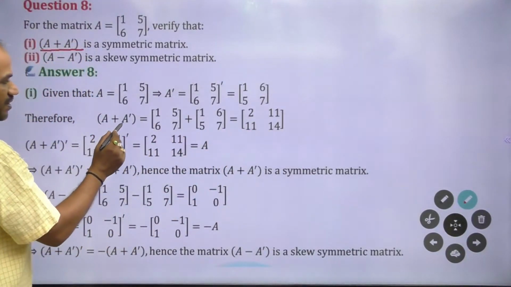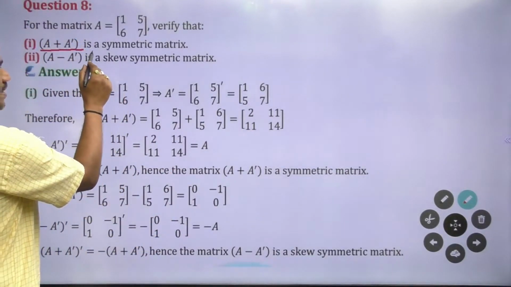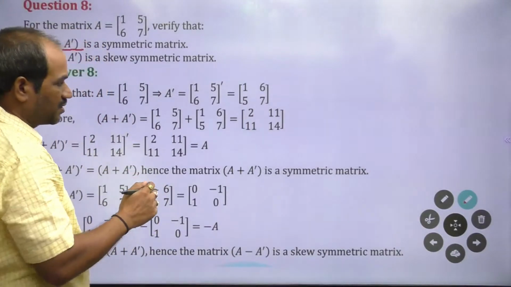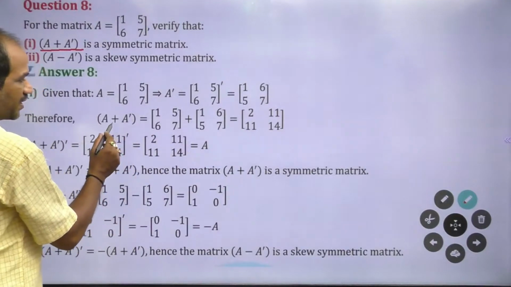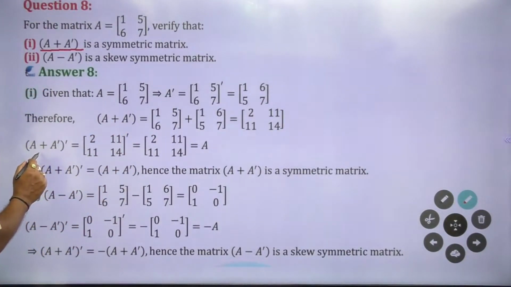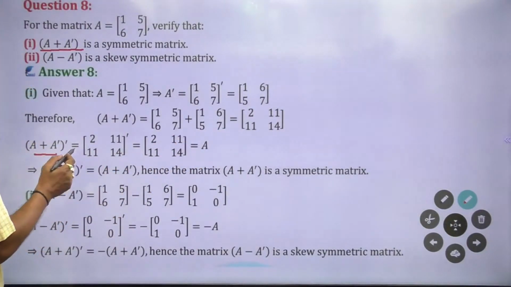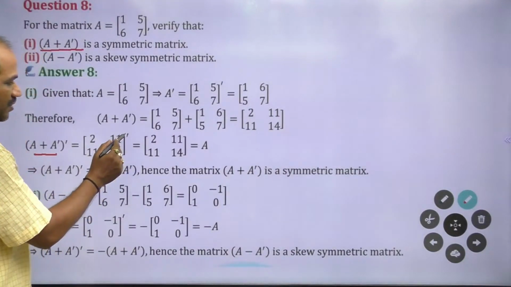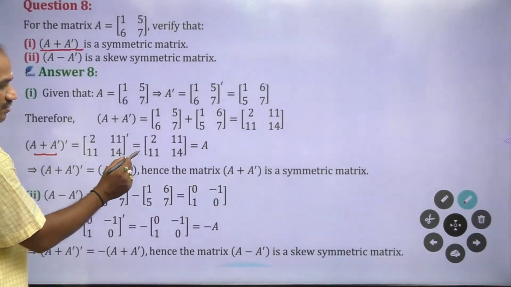See here, A plus A dash is this matrix. In this problem, A plus A dash is a symmetric matrix. To check, we calculate the whole transpose, (A plus A dash) whole dash. Whole dash means transpose. The transpose of a matrix is obtained by making the first row the first column, and the second row the second column.